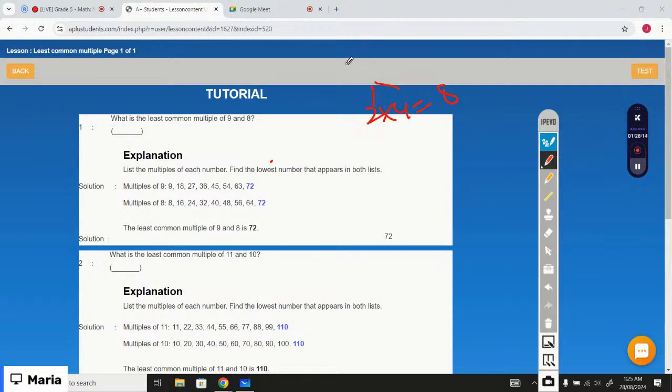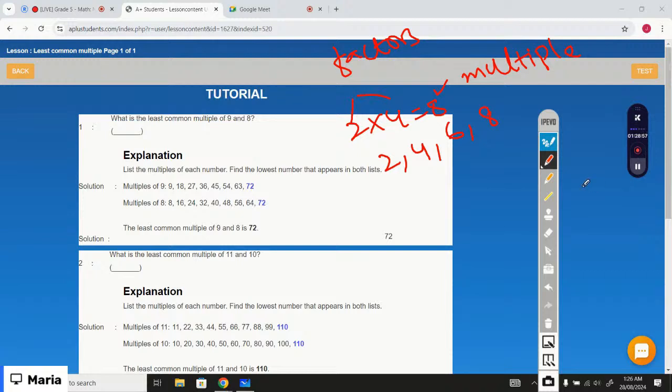2 times 4 is 8. So 2 and 4 are the factors of 8. Got it? And multiples are the tables. For example, 2, 4, 6, 8. Like you multiply 2 with the new numbers, the number they make, 8, is the multiple. 8 is the multiple of 2 and 4. 2 and 4 are the factors of 8, and 8 is the multiple of 2 and 4, right?